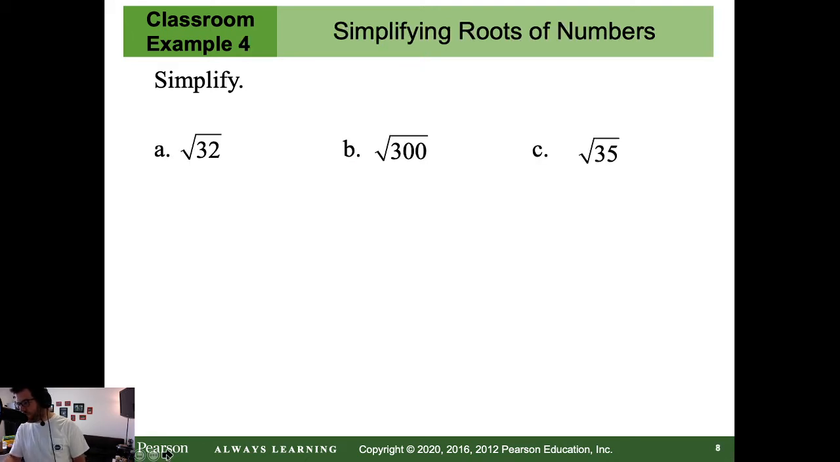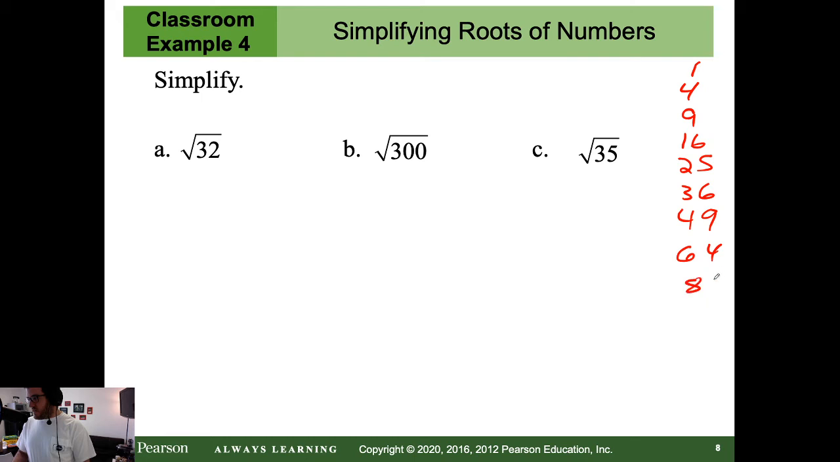But okay, this is where it gets a little intense, and so I'm going to try to walk you through these in hopes that you understand what's going on here. So the first thing I always do is I always write down my perfect squares. So that's 1 times 1, 2 times 2, 3 times 3, 4 times 4, 5 times 5, 6 times 6, 7 times 7, 8 times 8, 9 times 9, and 10 times 10, okay?